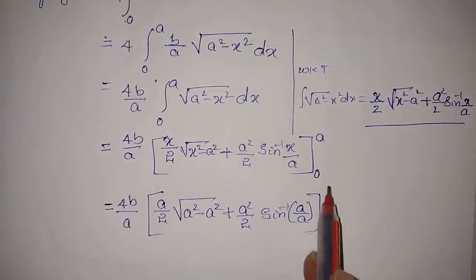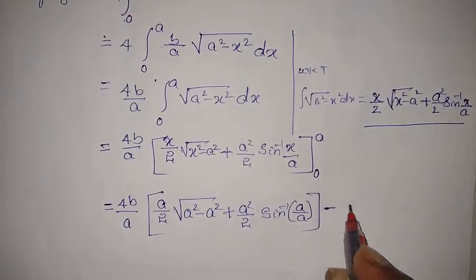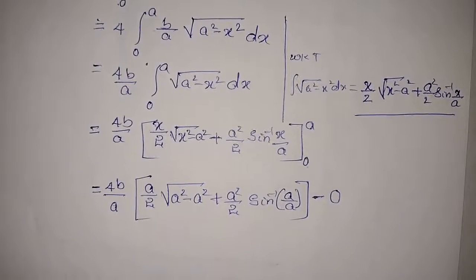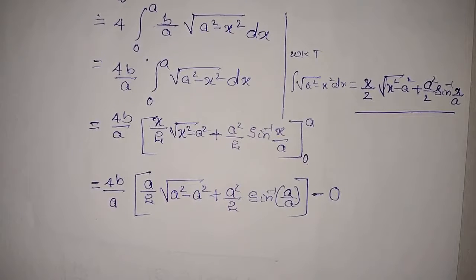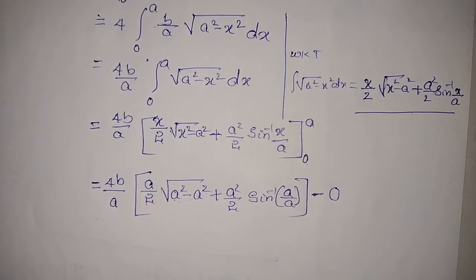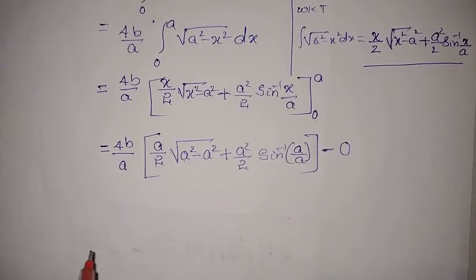If you apply the lower limit, the complete term is 0. Don't write the lower limit because it is completely 0. Sine 0 is 0, and here a square means 0. 0 by 2 means 0. 0 into root means 0. That's why the second term, the lower limit, is completely 0.